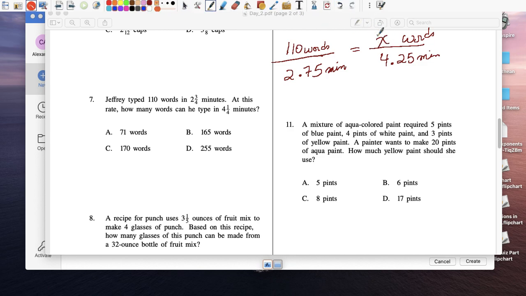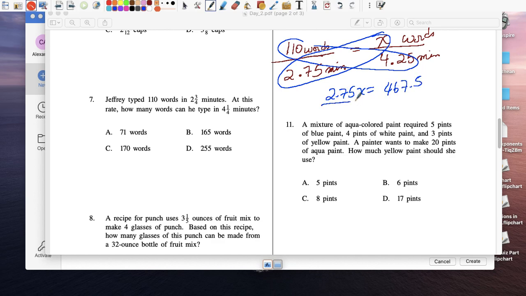I can cross multiply. So I can cross multiply these two, and I get 2.75x. Cross multiply these two. Let me figure that out. 110 times 4.25 equals 467.5. We want to isolate x now, right? So we're going to divide this by 2.75, divide this by 2.75. That goes away, because it simplifies to 1, and 467.5 divided by 2.75 equals 170 words. So there is our answer right there.